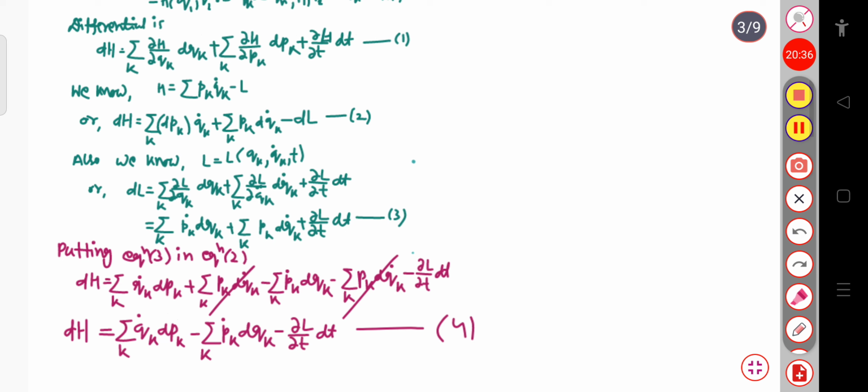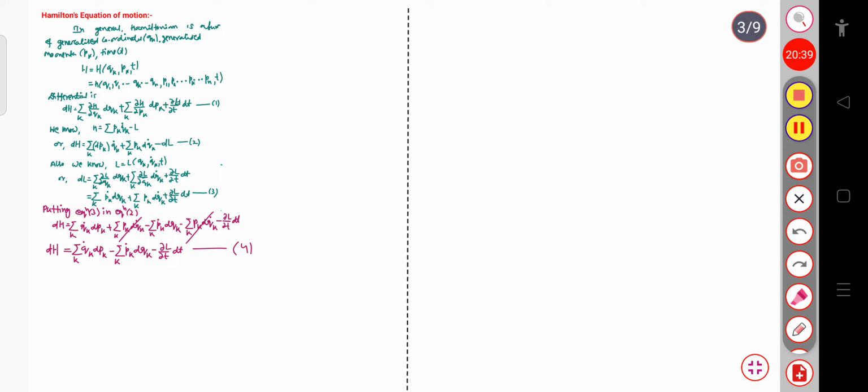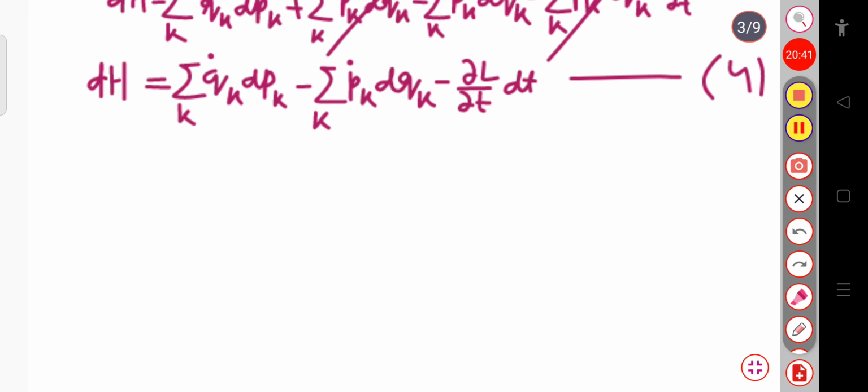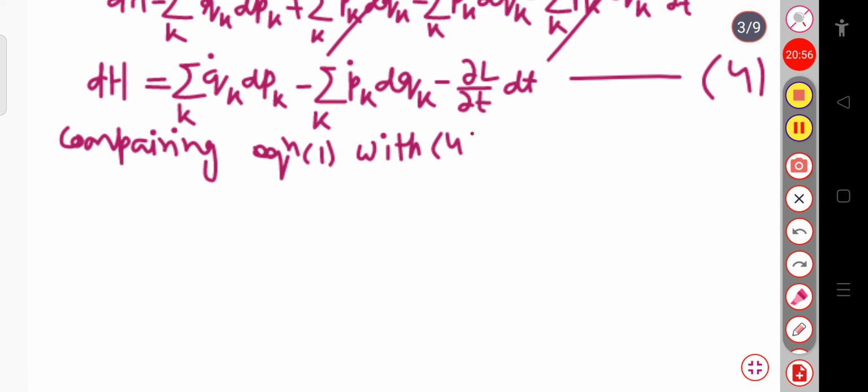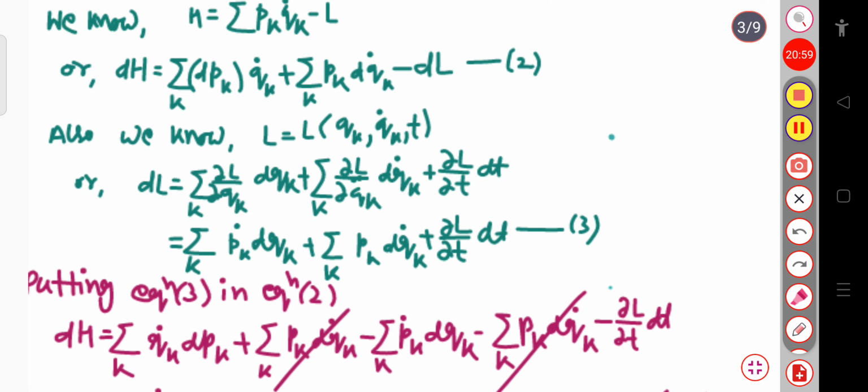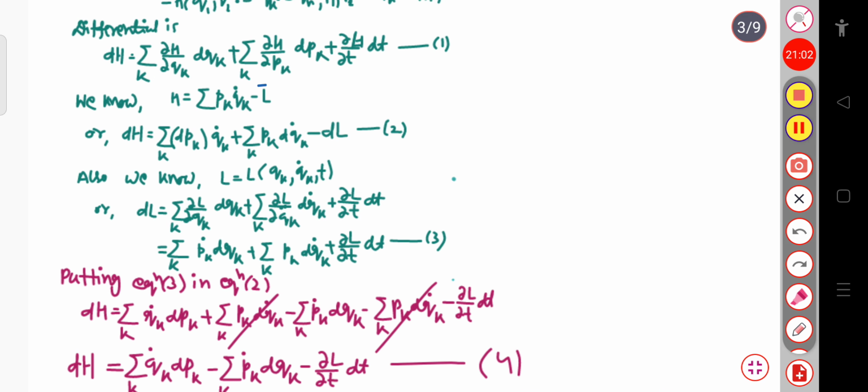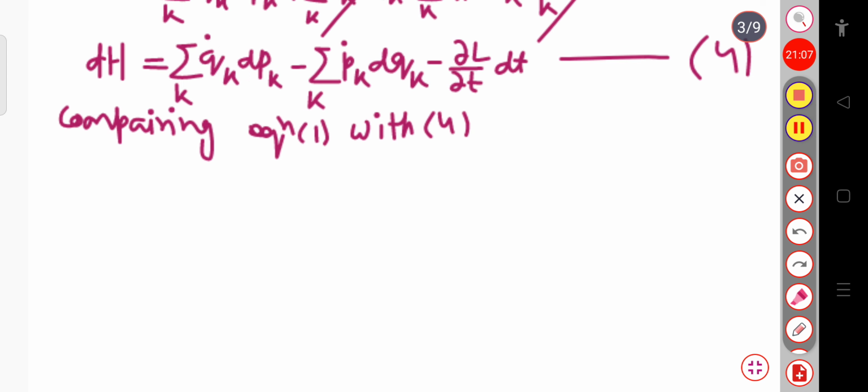So now let me write, comparing equation 1 with equation 4. We can write, qk dot, that is the dpk coefficient, will be dou h by dou pk. So qk dot will be equal to dou h by dou pk.